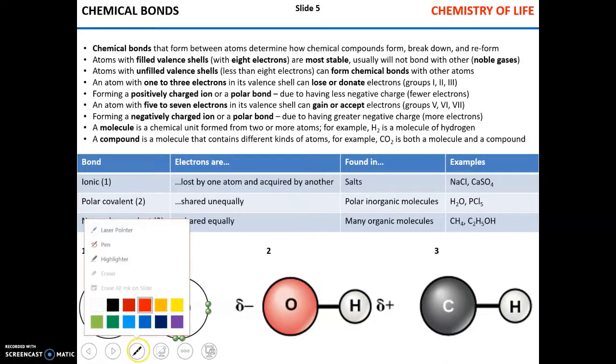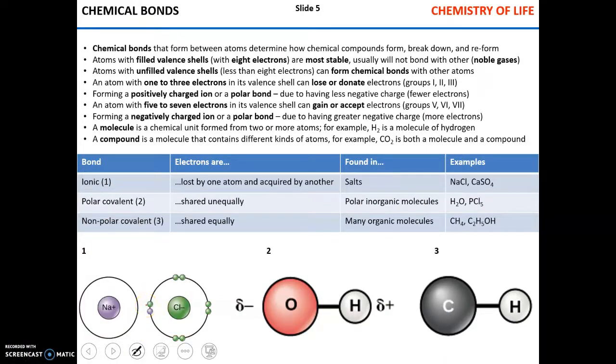When atoms combine together, they form chemical bonds. And these bonds determine the reactions between various chemical compounds, how these compounds are being formed, being broken down, and being reformed. There are 3 types of chemical bonds: ionic, covalent, and nonpolar covalent. So which electrons form bonds?